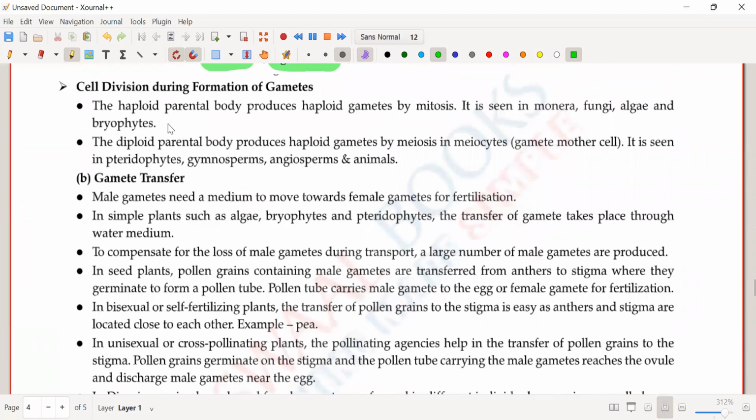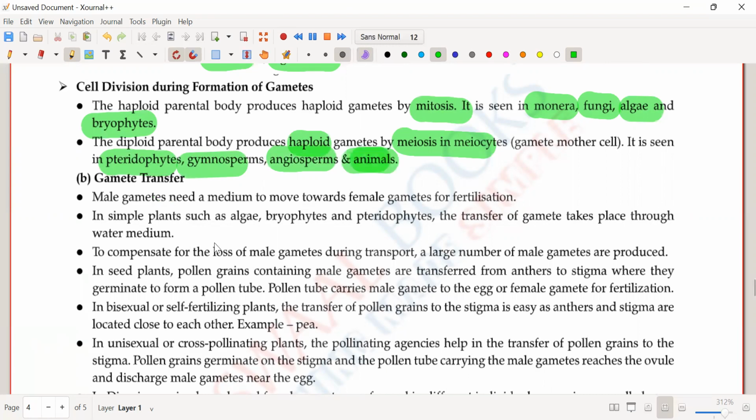What happens in cell division? Formation of gametes. The haploid parental body produces haploid gametes by mitosis. It is seen in Monera, fungi, algae, and bryophytes. The diploid parental body produces haploid gametes by meiosis in meiocytes, that is, gamete mother cells. It is seen in pteridophytes, gymnosperms, angiosperms, and animals.